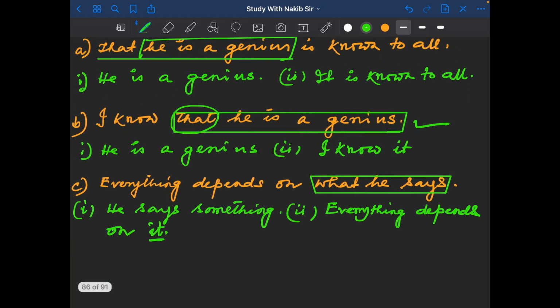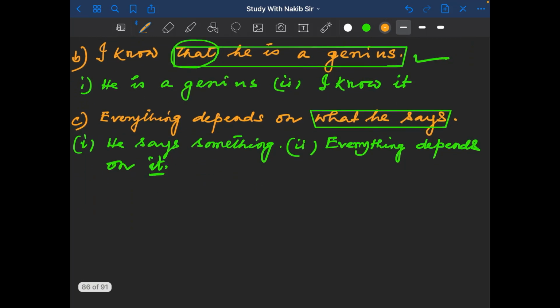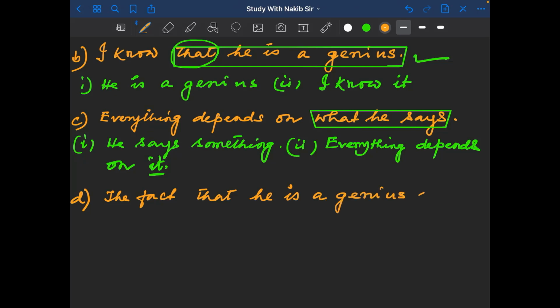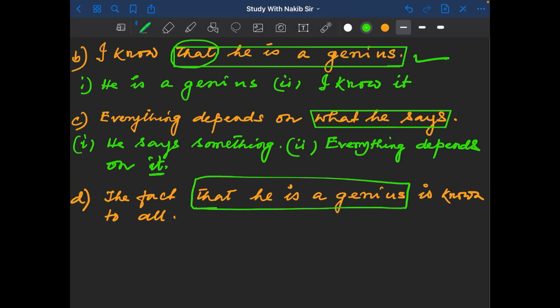Okay, we'll take another example. D. The fact that he is a genius is known to all. That he is a genius is a noun clause, and for this we will make a separate sentence.